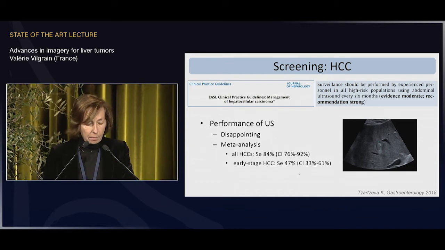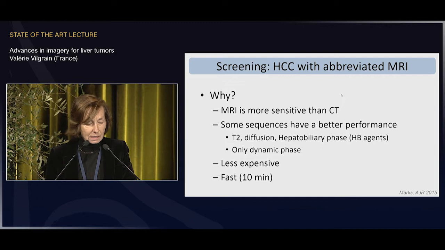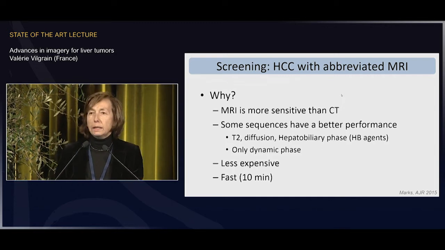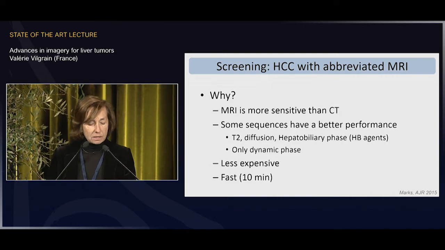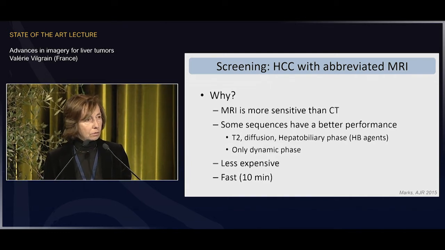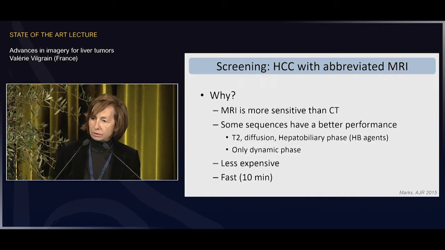So there are many ideas regarding imaging to perform CT, but we are not going to perform regular CT because of the radiation issues. So why not doing MR? Because MR is a very interesting imaging modality, and we know that MR is more sensitive than CT. But today, it's difficult, it's not really available, it's an expensive imaging modality, and it takes long. So why not doing fast MR, so-called abbreviated MR?